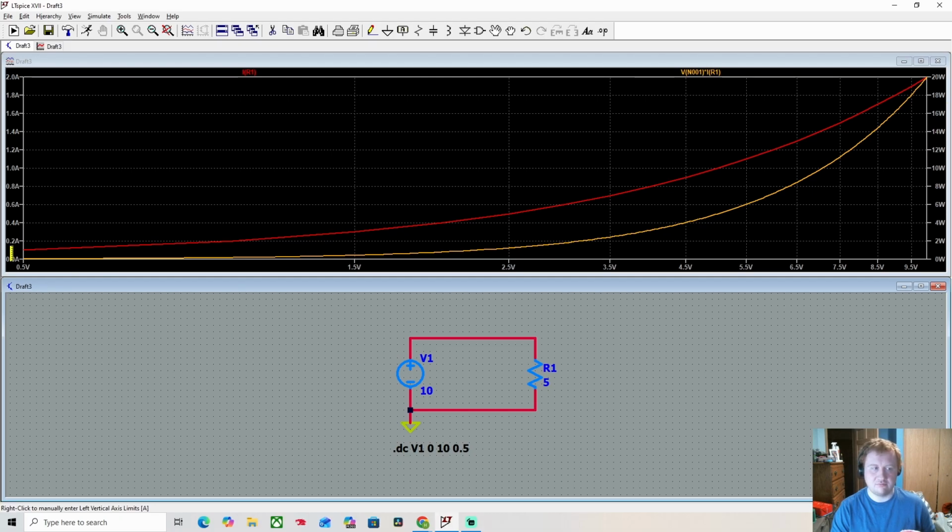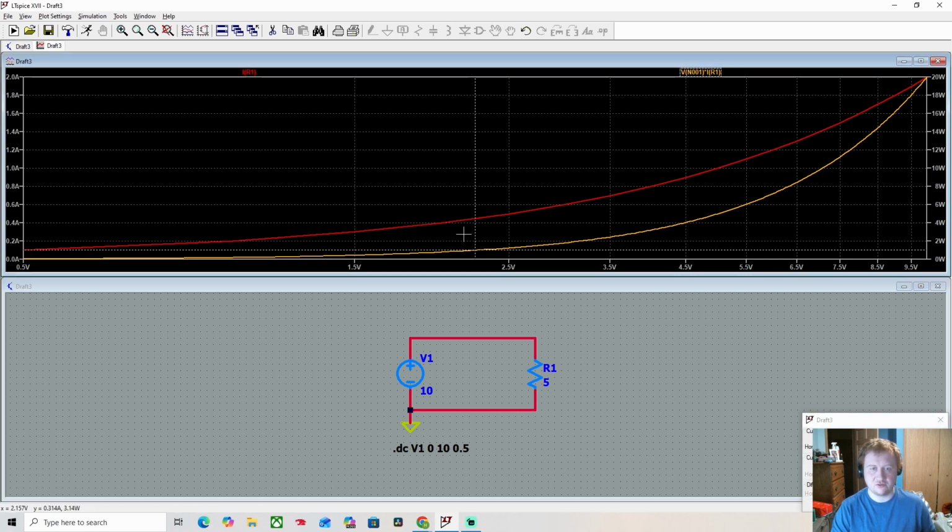The current, of course, now looks a little bit more curved, but that's because we manipulated the x-axis. It's more pronounced with the wattage because wattage increases faster than the current does, because you're taking the current times the voltage. So yeah, let's just trace this.